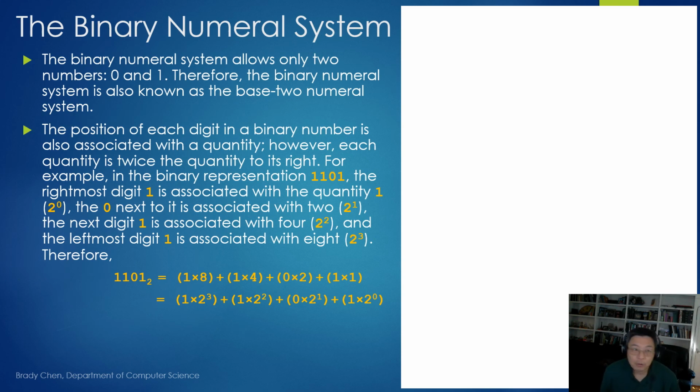So now let's introduce a new numeral system. It's the binary numeral system. We know that in the decimal numeral system, we use 10 symbols, like 0, 1, 2, 3, 4, 5, 6, 7, 8, 9. So from 0 to 9, these are the 10 symbols in the decimal numeral system.